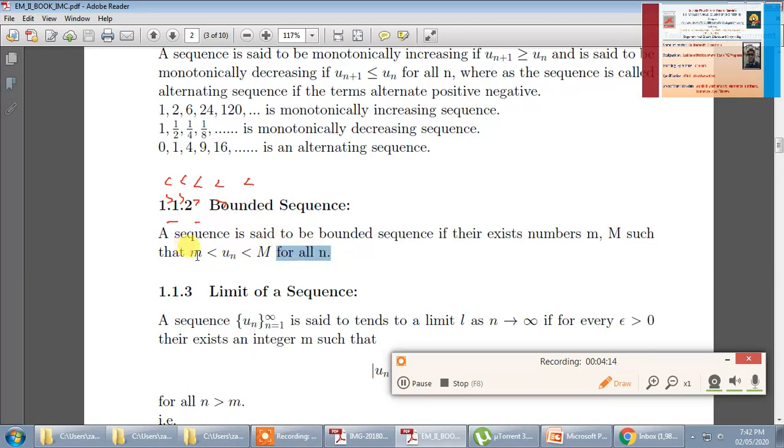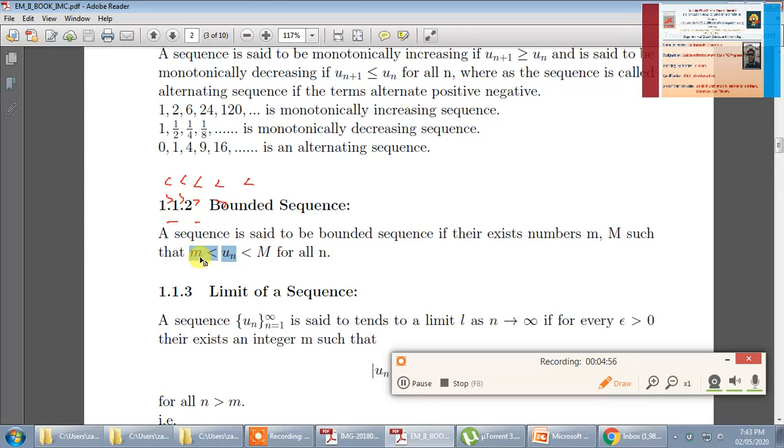There is one value m for which all of the terms of the sequence are greater, and there will be one value M such that all of the terms of the sequence are less than it. If this is happening, then that sequence is called a bounded sequence. A sequence is said to be bounded above if only the capital M exists, and that is called a bounded above sequence. Or if you have the case only where m is less than un for all n, then it is called a bounded below sequence.